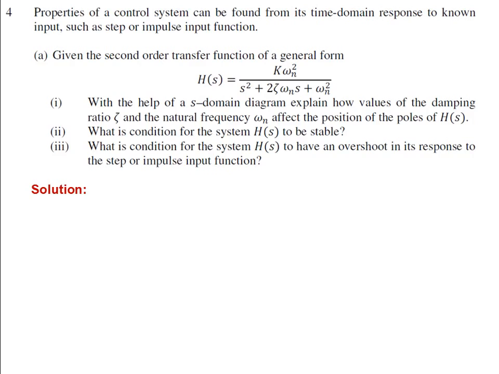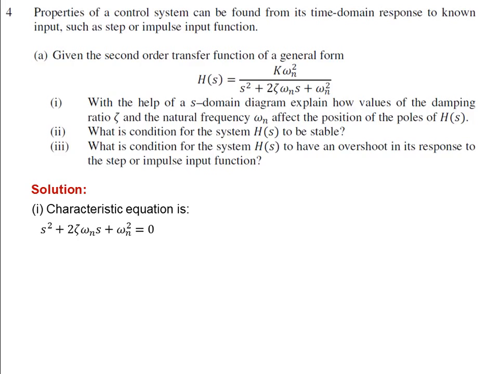We also need to look for which condition the transfer function H of s will be stable, and for which condition H of s will have an overshoot in its response to the step or impulse input function. In order to answer these questions, first we need to look at the characteristic equation of the transfer function. The characteristic equation of H of s is s squared plus 2 zeta omega n s plus omega n squared.